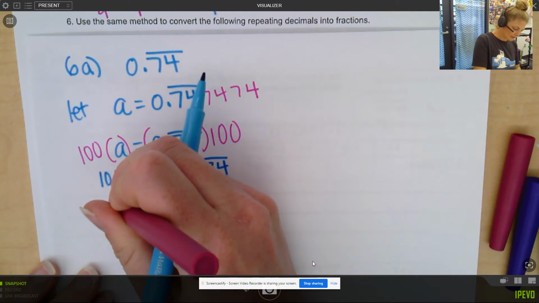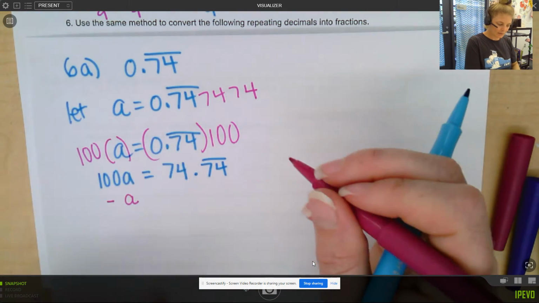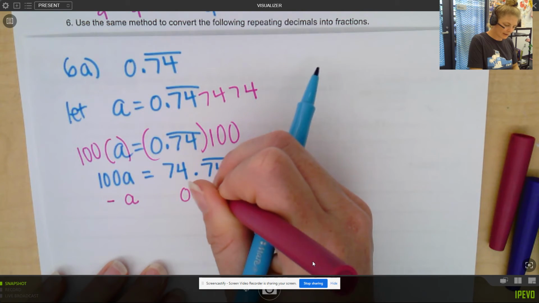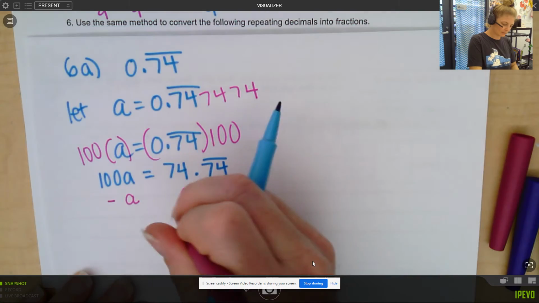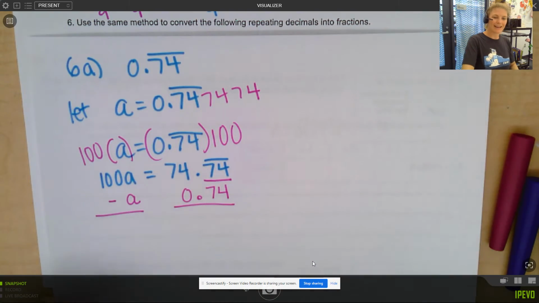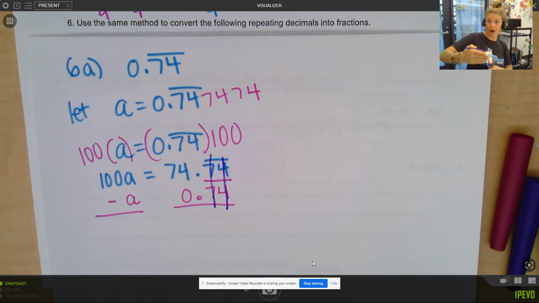So again, subtract 1A from both sides. But A is equal to 0.74 repeating. Line up your decimal place. 7.4 repeating, and we're subtracting. Yay! The repeating part is just chopped off.